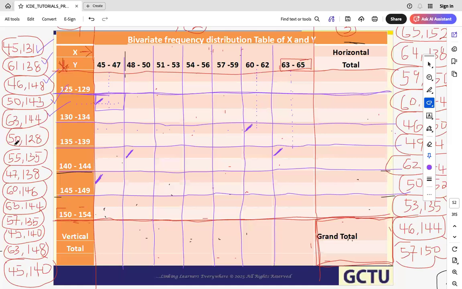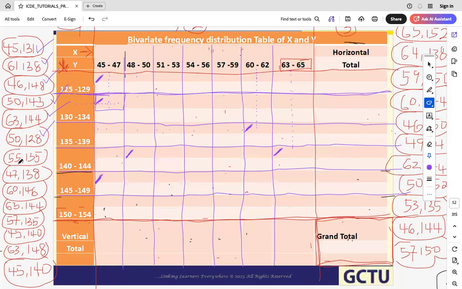Then we look at 50, 128. 50 is in the second column. So we look for 128 by coming down. And fortunately, it's just this box, because this box is 125 to 129. So 128 is here. And this becomes our first tally in this box as well. And this is also done.